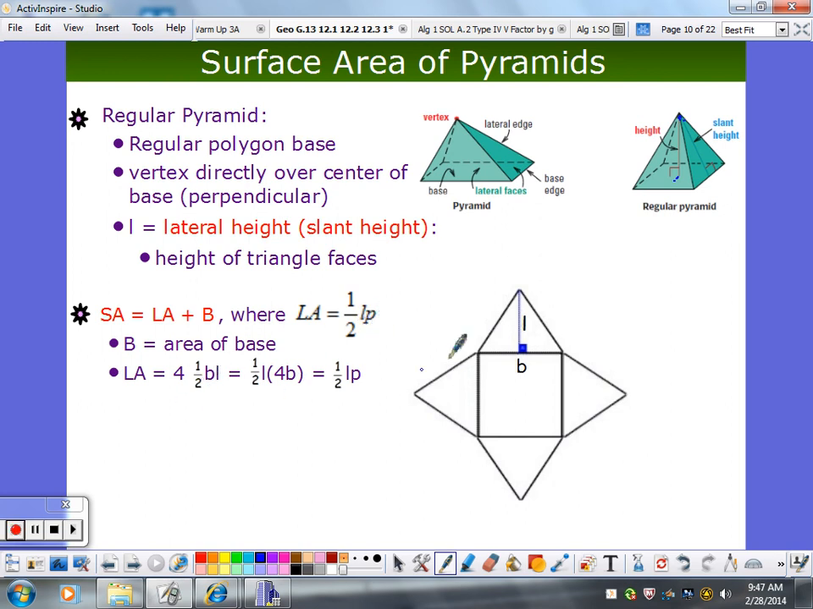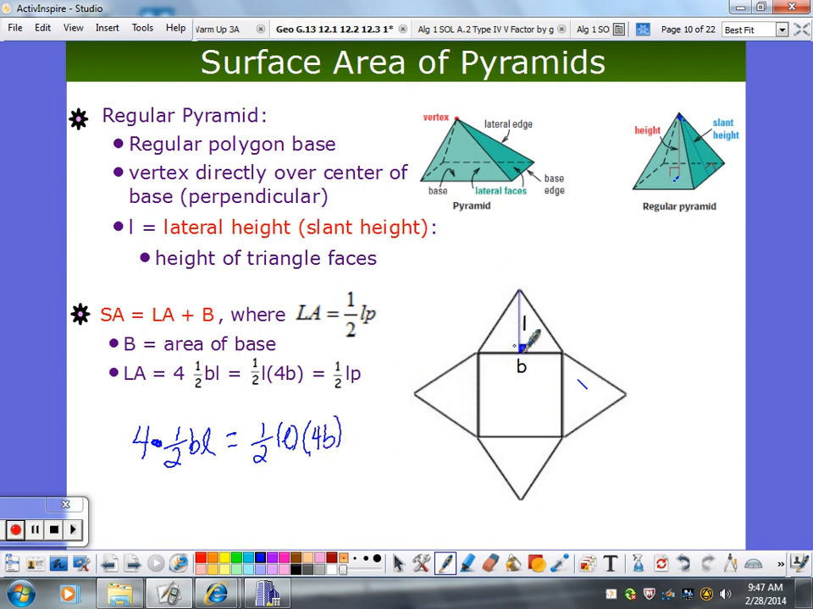Let's think about this. If this is L, my lateral height, all these triangles are congruent because it's regular. So my height is what we're calling L. This small b is the length of the side of the square. How many triangles do I have? 4 of them. So it's going to be 4 times 1/2 base times height. Base in this case is small b. Well, I'm going to rearrange a little bit. That is 1/2 the lateral height times 4 times the base.